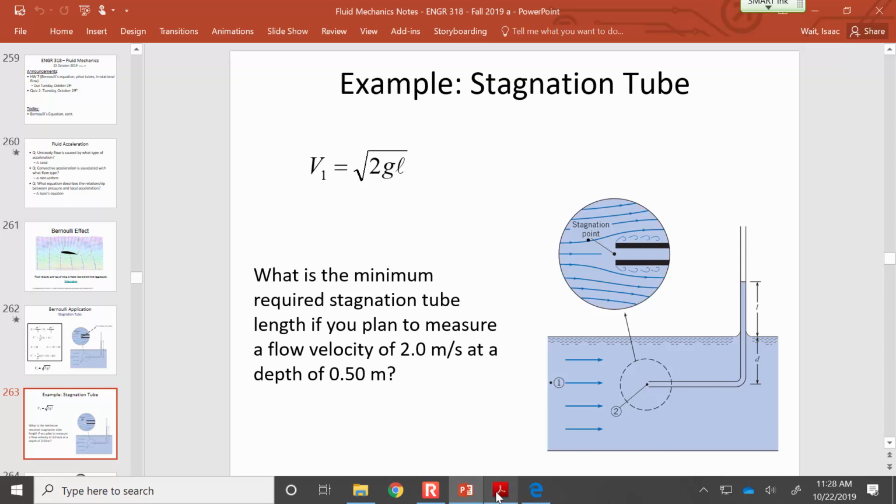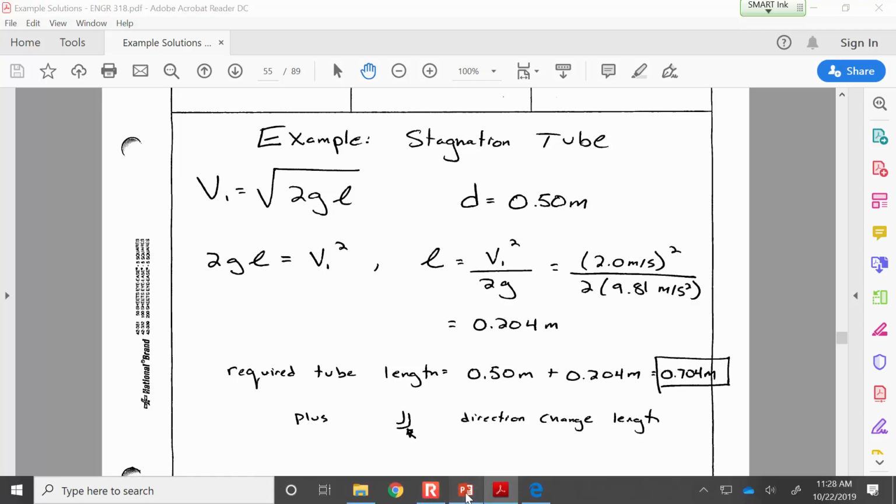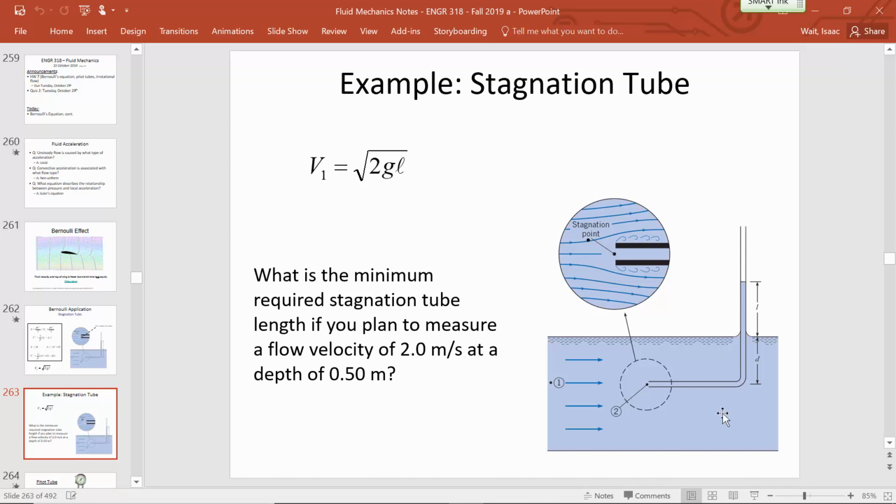flow velocity. And so if we do the calculations here, we get that L, the distance above the water line, is 0.204 meters, and we said it was going to be measuring at a depth of 0.5 meters, so at the very least it needs to be 0.704 plus the amount at the top and enough to make the bend underneath. So that's the idea of a stagnation tube.